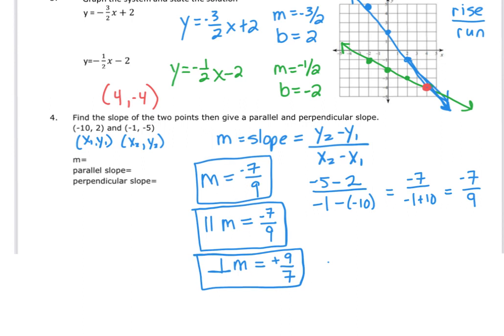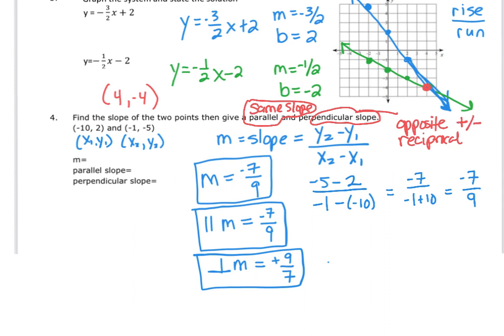Just write yourself a couple of notes here. Parallel lines have the same slope. I'm going to circle this part right here, same slope. Perpendicular slopes are opposite reciprocal slopes. Opposite means if one is positive, the other one is negative. Reciprocal means you flip your numerator and denominator in your fraction. So there you go. That's it for page 1 on your review. We'll go on to page 2.